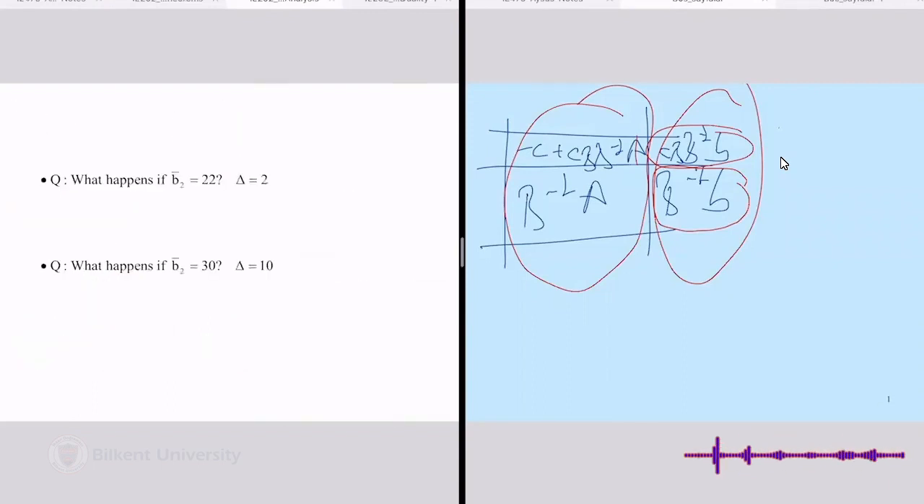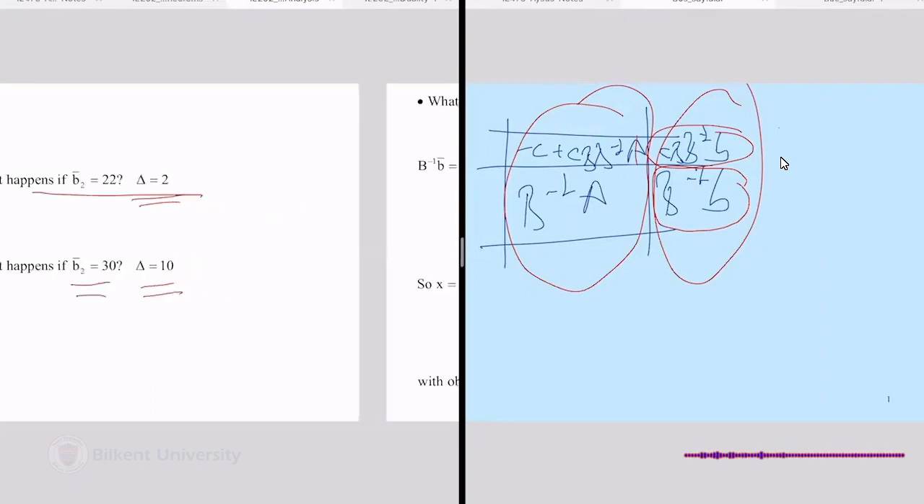Now let's see what happens if B2 is 22, so delta is 2. This is in the correct region, so the current basis remains optimal, though the value will change. If B2 is 30, that means delta is 10. It's outside the region, so the current basis is no longer optimal. I'll have to apply a dual simplex iteration, at least one.